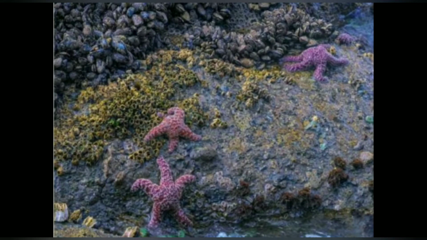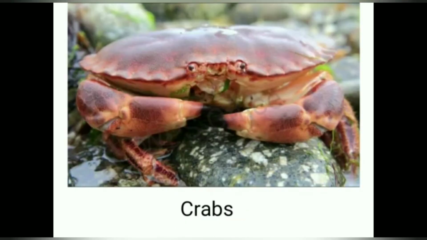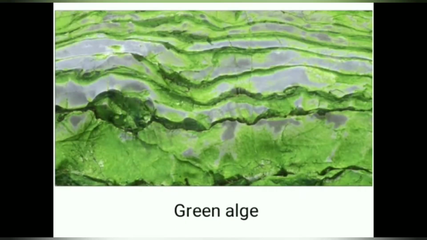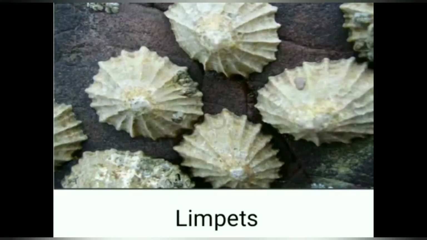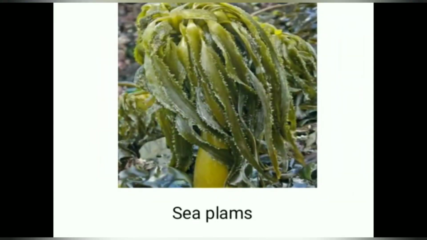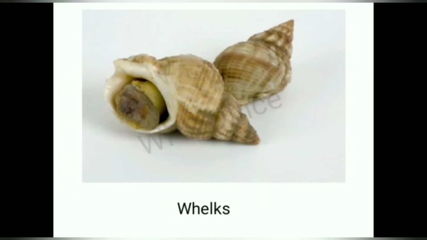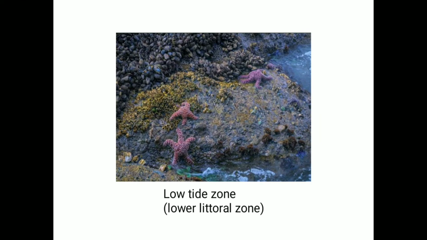Organisms in this area include anemones, barnacles, chitons, crabs, green algae, isopods, limpets, mussels, sea lettuce, sea palms, sea stars, snails, sponges, and whales. Low tide zone, also called the lower littoral zone. This area is usually underwater. It is only exposed when the tide is unusually low.